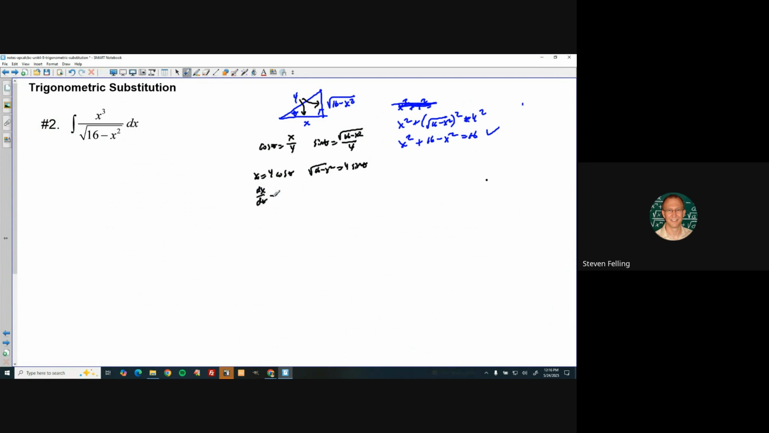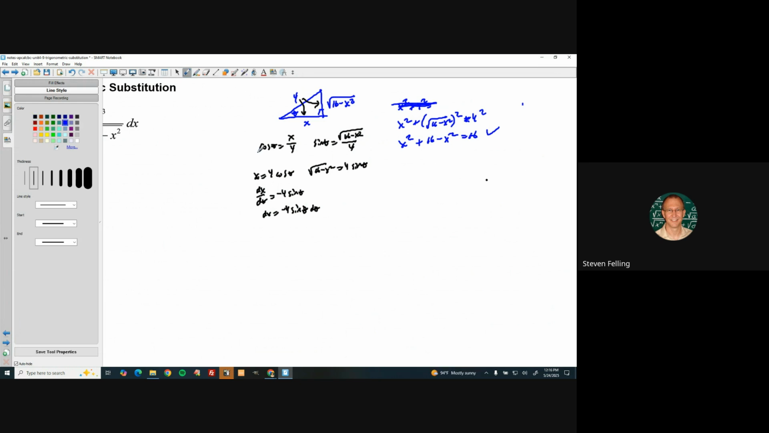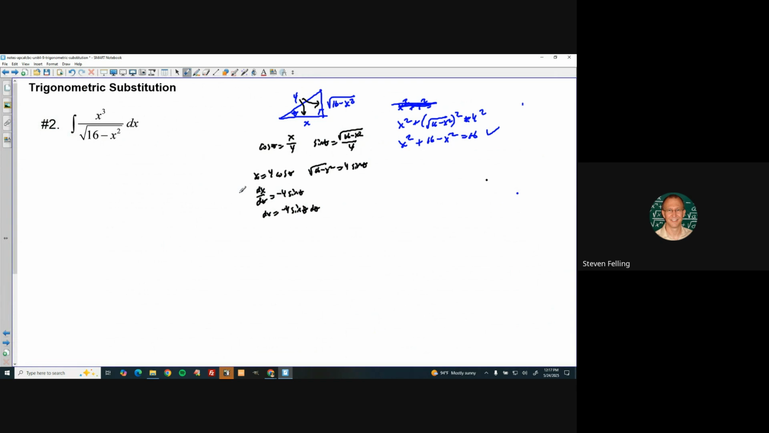dx d theta here is negative 4 cosine of theta, so dx is negative 4 sine of theta d theta. Okay, then what we're going to do is substitute all this back into the original integral to change its letter from x to theta. So first, x cubed. Well, x is 4 cosine, so I'm going to put 4 cosine theta in there and cube that. This radical gets replaced with 4 sine theta. And the dx gets replaced with a negative 4 times the sine theta d theta.